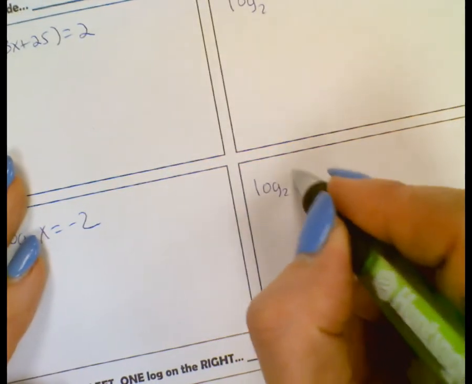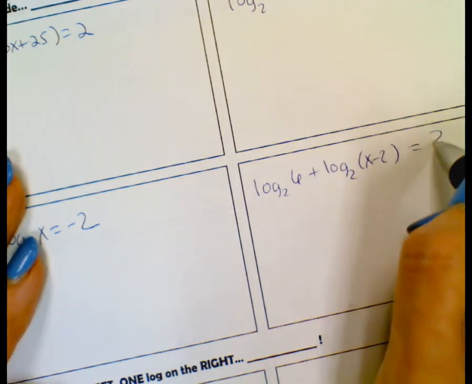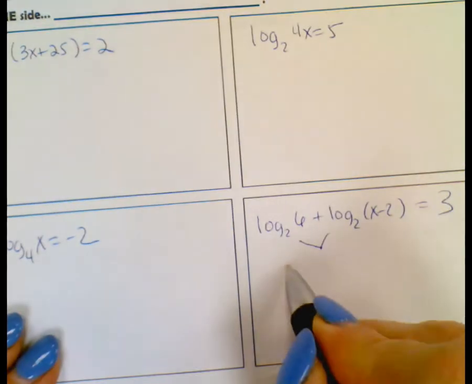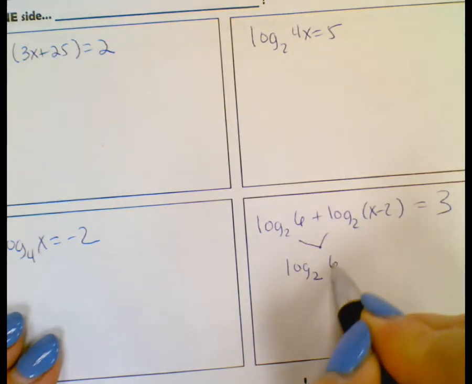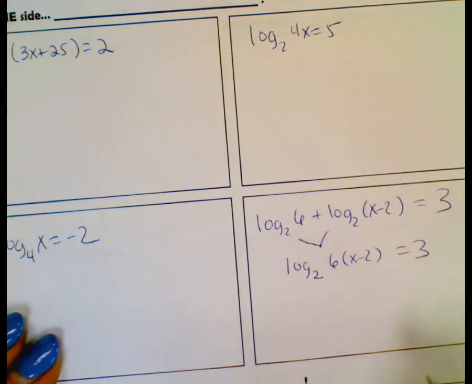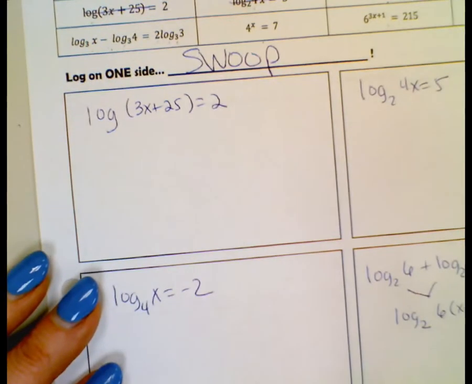Log base 2 of 6 plus log base 2 of x minus 2 equals 3. This has logs on the same side. But on this one, we're going to have to condense. Let's just do that right now. We can condense this to log base 2 of 6 times x minus 2. And now it has a single log on the left-hand side. So all of these are logs on one side. And what do we do if we have a log on one side? We swoop it. We're doing some swooping.